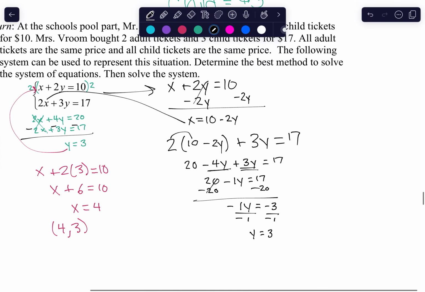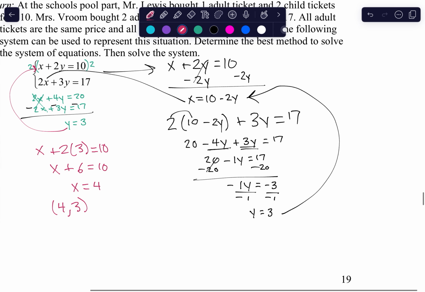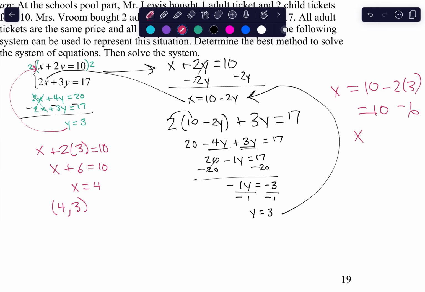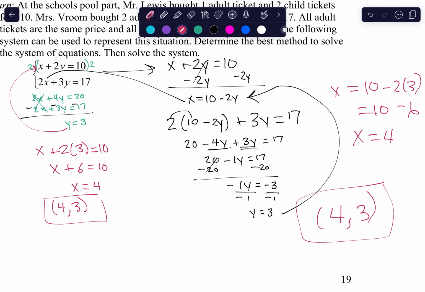Now I guess I will show substituting it back in. So x equals 10 minus 2 times 3. So 10 minus 6. x is equal to 4. So we still got the same ordered pair 4, 3. Oh my gosh, did it again. No matter which method you chose to use, because each were equally easy in this case.